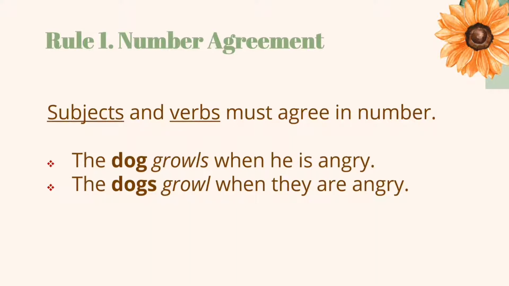Example, the dog growls when he is angry. Sa example na to, the subject is dog. Dog is singular, kaya gagamit ka ng singular na verb which is growls. Ayan, may S. Kapag naman naging plural ang subject, like this example, the dogs growl when they are angry. So, since dogs na siya, more than one, nagamit na tayo ng plural verb, walang S. So, yun yung general rule. Kasi i-apply din to dun sa mga iba pang rules na i-discuss.